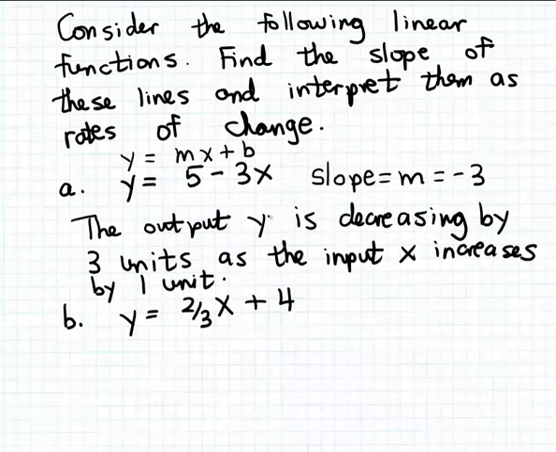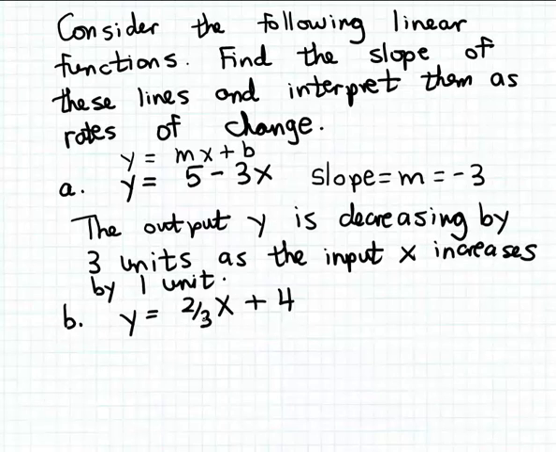Because again, we don't know what the output quantity y is measuring. We don't know what the input quantity x is measuring. So our interpretation here seems to be rather abstract, but that's the best we can do in this example, again, since we don't know how this function formula is going to be applied in practice. All right, so now let's look at example B.